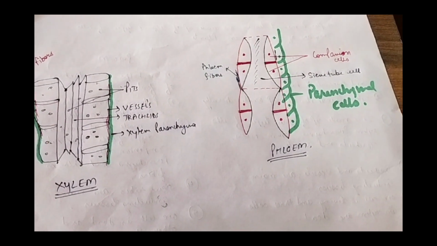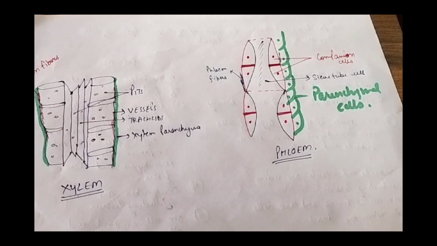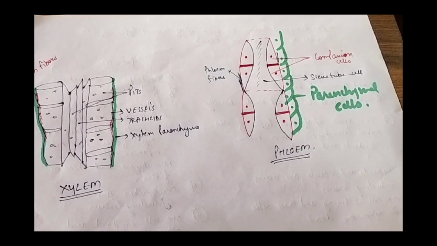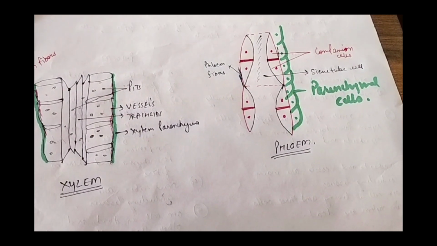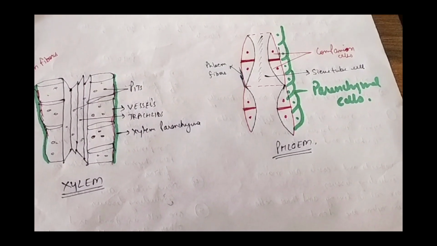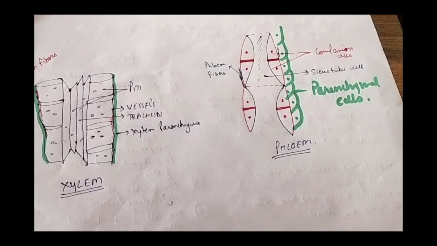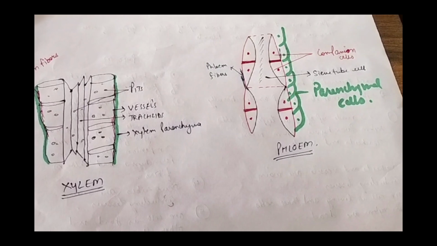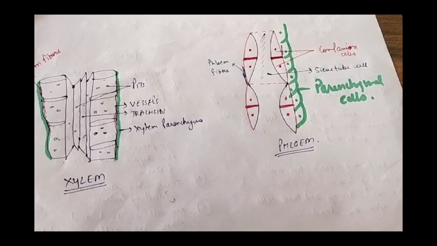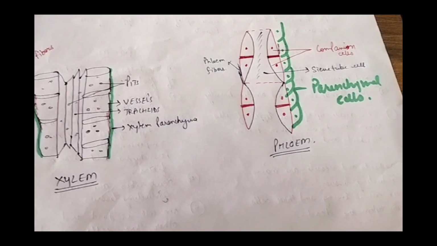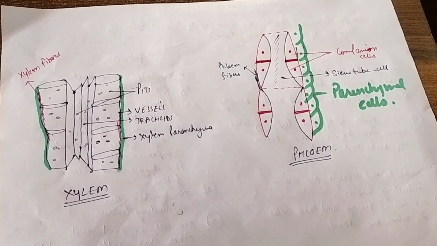And phloem is made up of sieve tube, which is also known as sieve tube cells. It is always found in very close association with companion cells. Companion cells are just adjacent to the sieve tube cells. Then there is parenchymal cell and the phloem fiber. Parenchymal cell in both cases, either in xylem or in phloem, is only helpful in the storage of food.